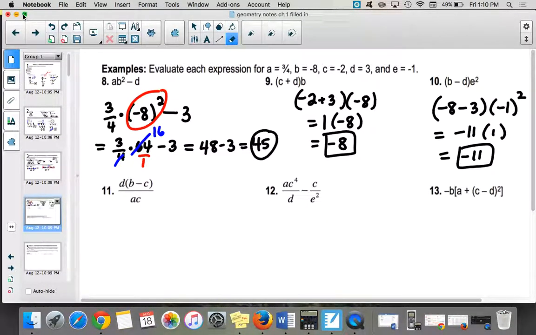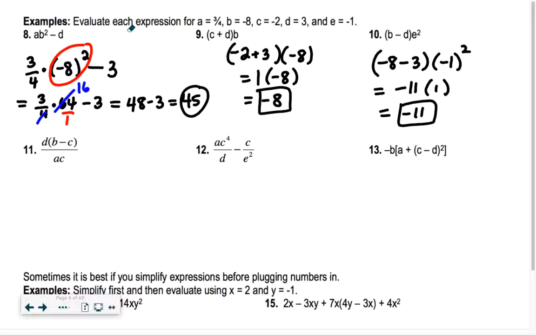All right, so number 11, so we have D times B minus C all over A times C. So D is going to be 3 times B minus C is -8 minus a -2. And then A times C is 3/4 times -2. Ooh, this is going to be a tricky one. Did you guys have trouble with this one?